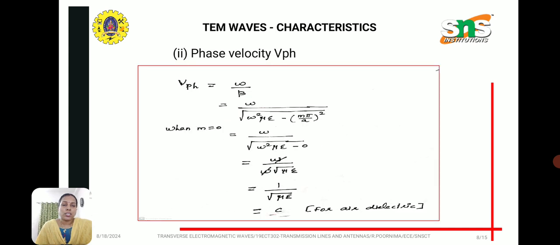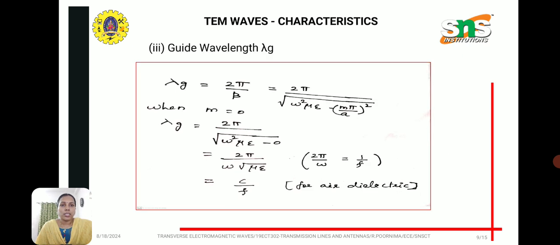Next is the phase velocity, given by the formula omega by beta. We substitute omega and beta values: omega is kept as such and beta is substituted as the square root of omega squared mu epsilon, with the second term for m equal to 0. Cancelling omega, we get 1 by square root of mu epsilon. For the free space condition, it is equivalent to c, the velocity of light.